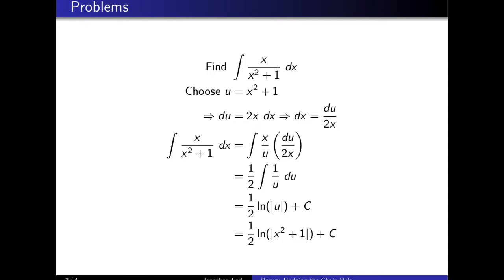And then the last step that we need to do is substitute back in the expression u equals x squared plus 1. When we do that, we get the final answer is 1/2 natural logarithm of the absolute value of x squared plus 1 plus some arbitrary constant.